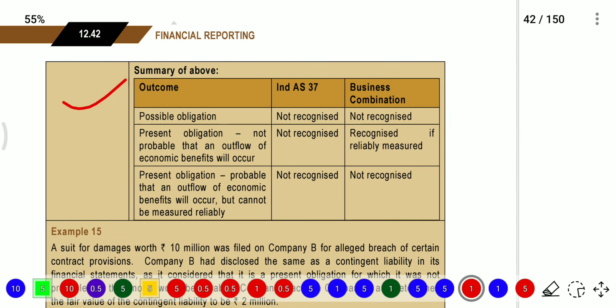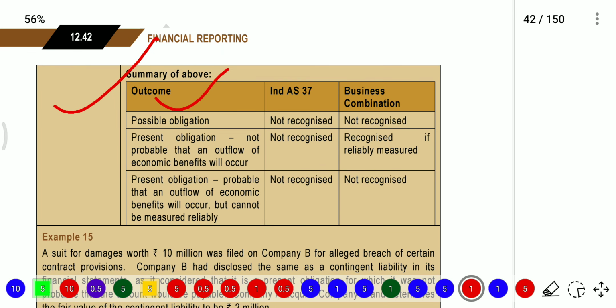For that they provided the summary. If you have a possible obligation, it is not required to be recognized as per Ind AS 37, and it is not required to be recognized as per business combination also. So a mere possible obligation does not require recognition at any place. And if you have a present obligation where an outflow of economic benefit is not probable, but you can measure that obligation reliably, then you need to recognize it as per business combination. But as per Ind AS 37 it is not recognized.